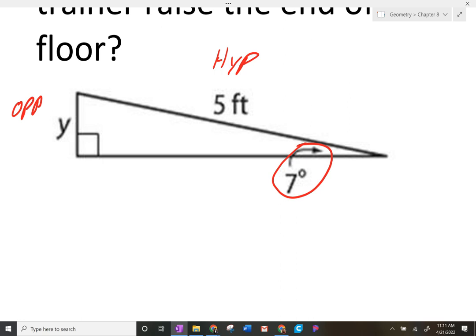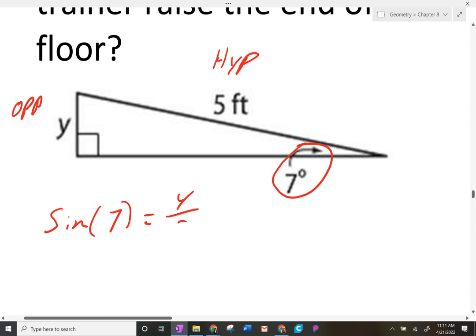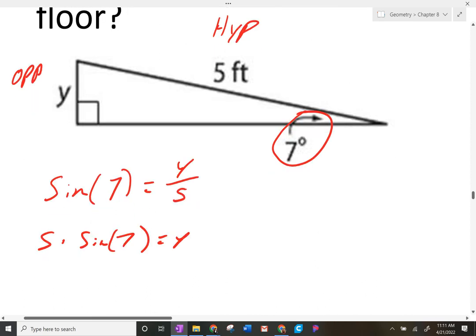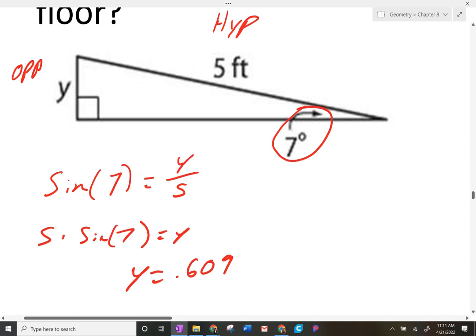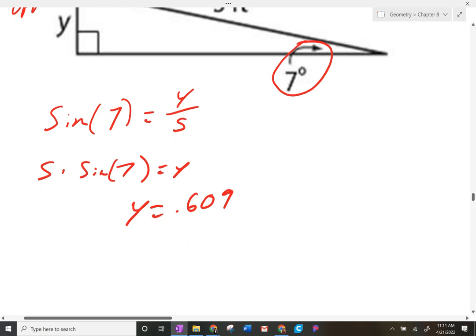Hopefully, when you set it up, I'm going to go over this one with you. You should have figured out that you were going to use sine for this one. So you should have had sine of 7 degrees equals the opposite, which was y, over the hypotenuse, which was 5. So to get rid of it, it would have been 5 times the sine of 7 equals y. You should have ended up with y equaling 0.609 with some other numbers. Okay? So far, so okay? Okay.